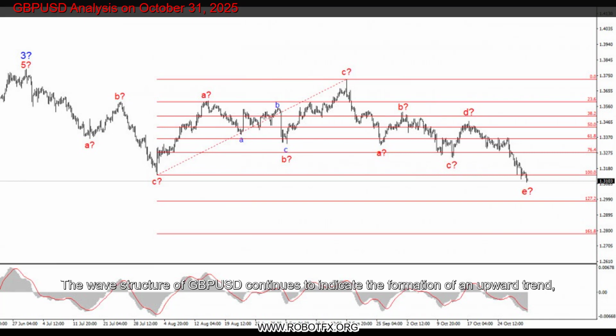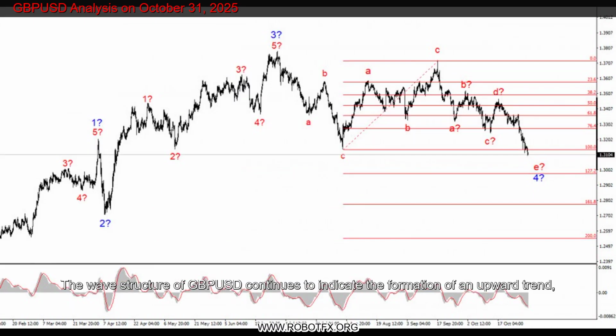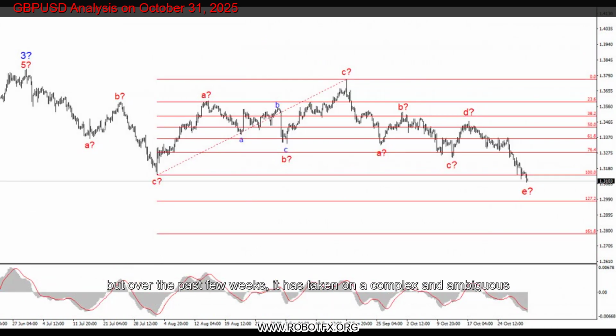The wave structure of GBPUSD continues to indicate the formation of an upward trend, but over the past few weeks it has taken on a complex and ambiguous shape. The pound has fallen too sharply, making the trend segment that began on August 1 look uncertain.